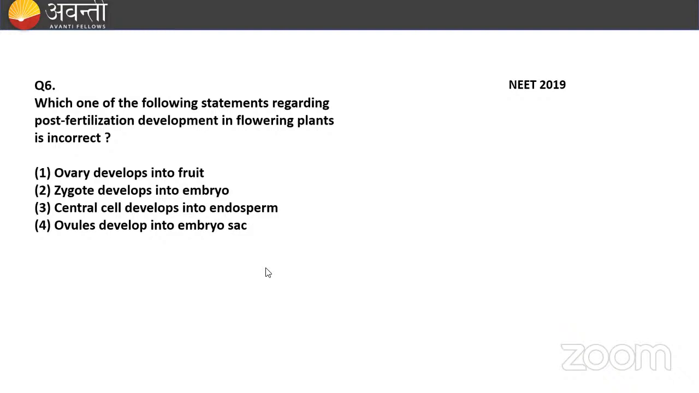Okay, so those who have answered 4, they are absolutely correct that ovules develop into embryo sac. This is an incorrect statement or the incorrect option, but correct option with respect to the question, because the question is asking about the incorrect.